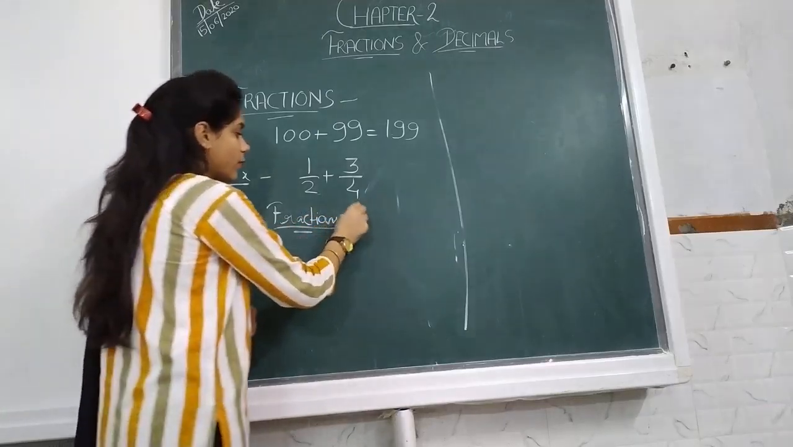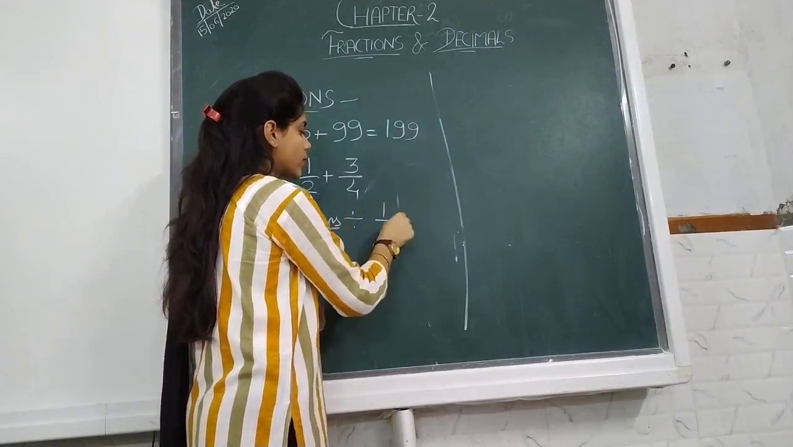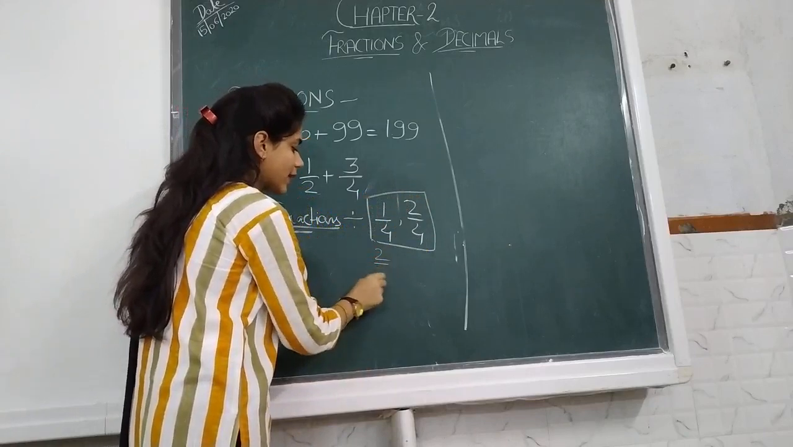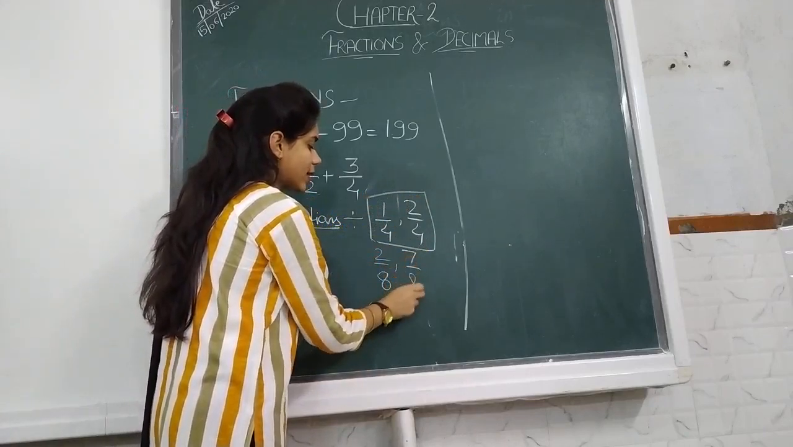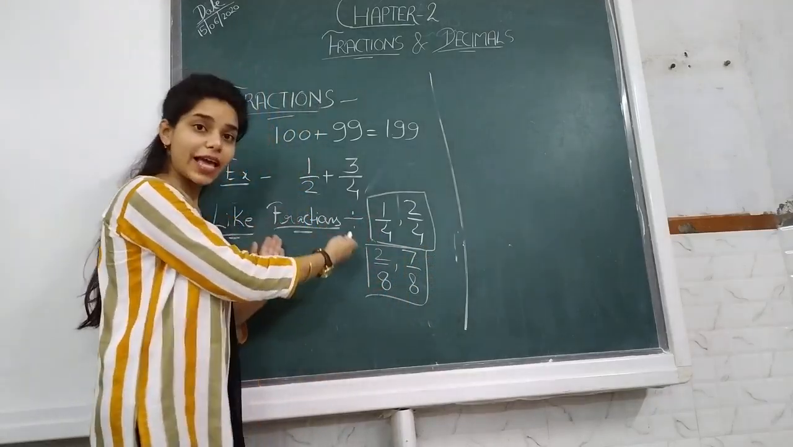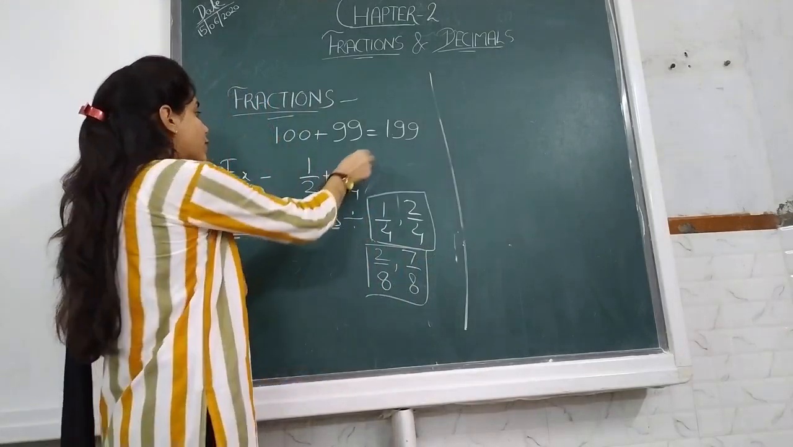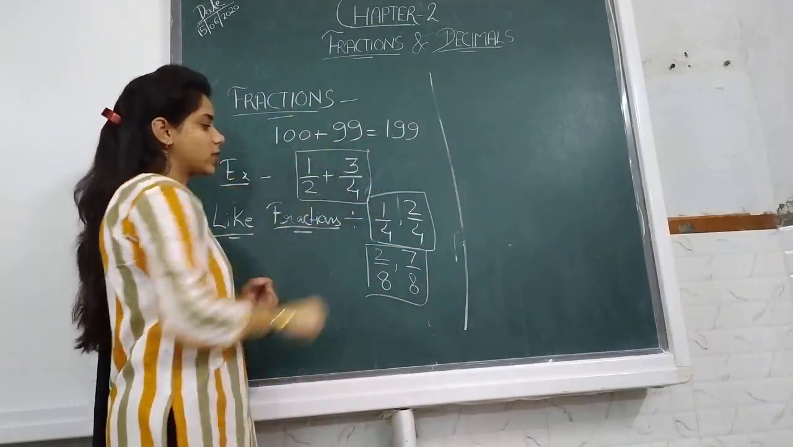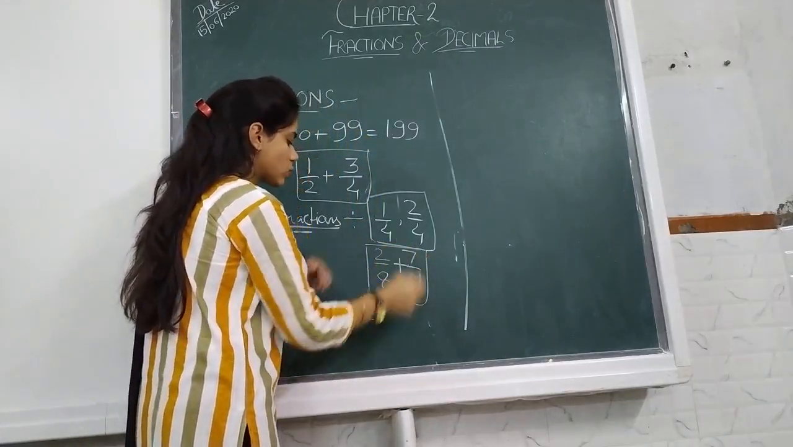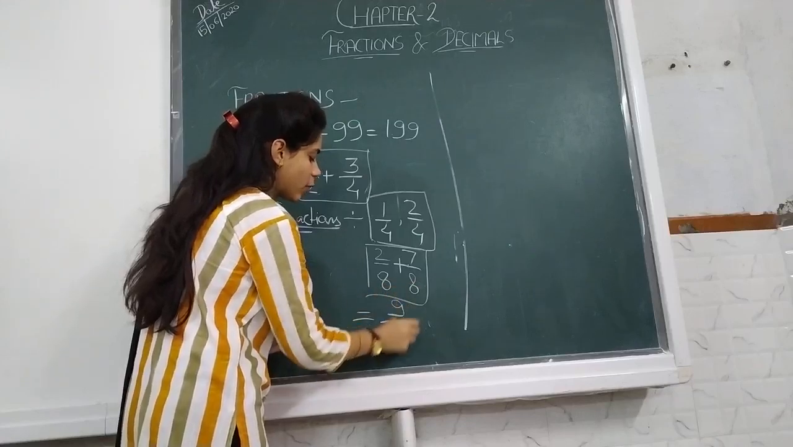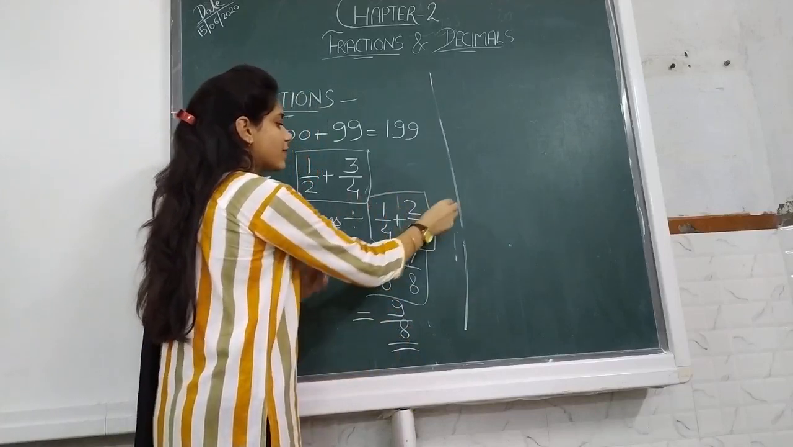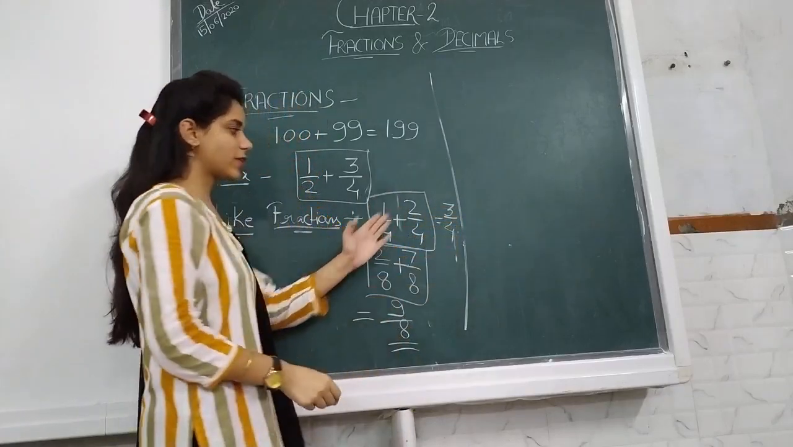For example, 1 by 4, 2 by 4. These are like fractions. 2 by 8, 7 by 8. The denominators of both the fractions are equal, so we can see that these are like fractions. Now we have to make them like fractions, because if they are like fractions and I want to add them, 7 plus 2 will give me 9, 9 upon 10. So this will be our answer. And in this, 2 plus 1 will give you 3, 3 upon 4. So this will be our answer.